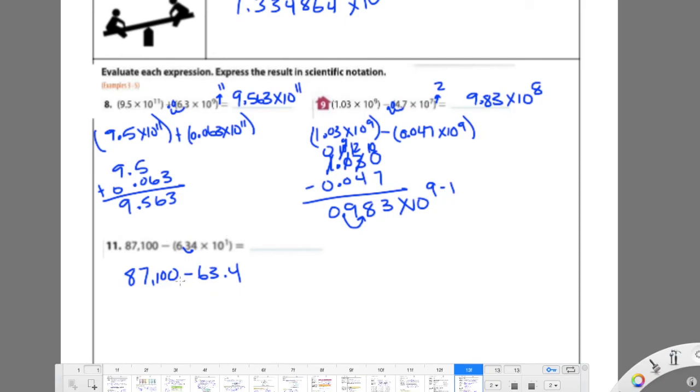Or I could very well put this into scientific notation. Really, there's 2 options here. Totally kind of depends on what we want to do there. I think this is a little easier to just go ahead and subtract these guys. So we have 63.4.